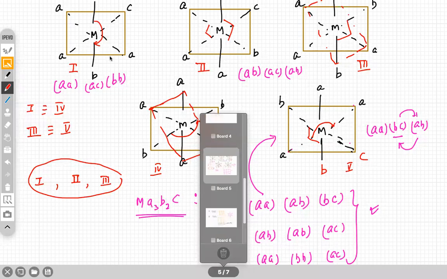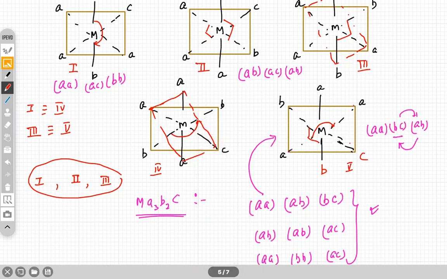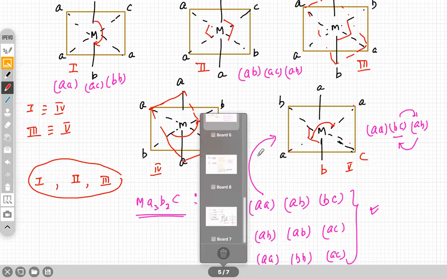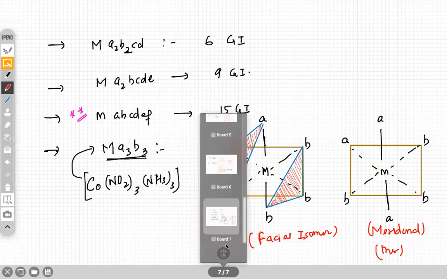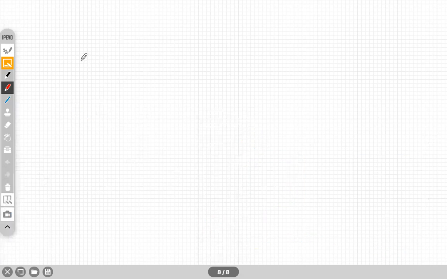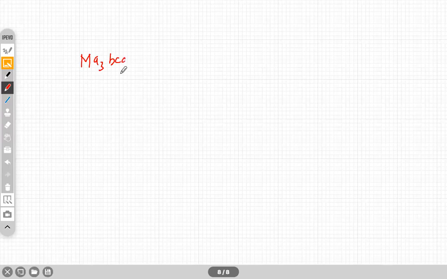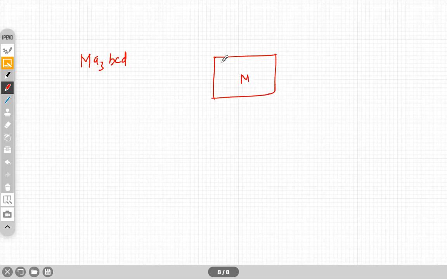Suppose you're talking about this one, right? Here, cis and trans. Next one, sir, like MA3BCD or MA2B2C2. So in that case, usually we do not write any; you can take any one. See, suppose we have MA3BCD type, correct? You draw the structure. We can write A here, A, then B, C, D, like this. Why with respect to A you cannot define? Because the A ligands here are present at 180 as well as 90, correct?